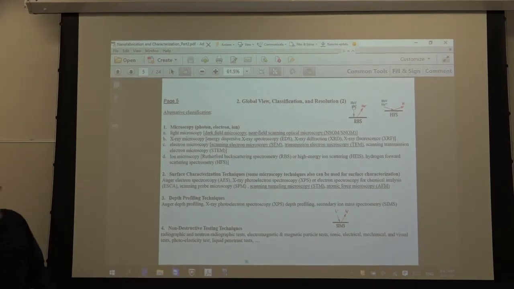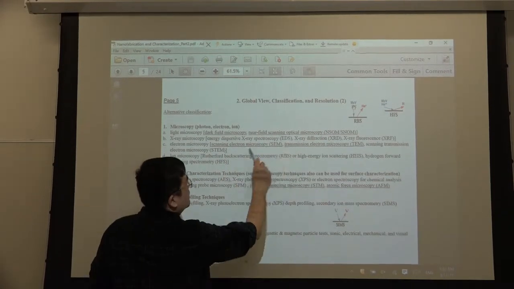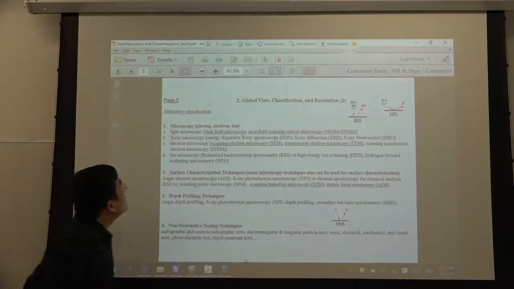So in today's lecture, I will just talk about these 1, 2, 3, 5, 6. Six key techniques.